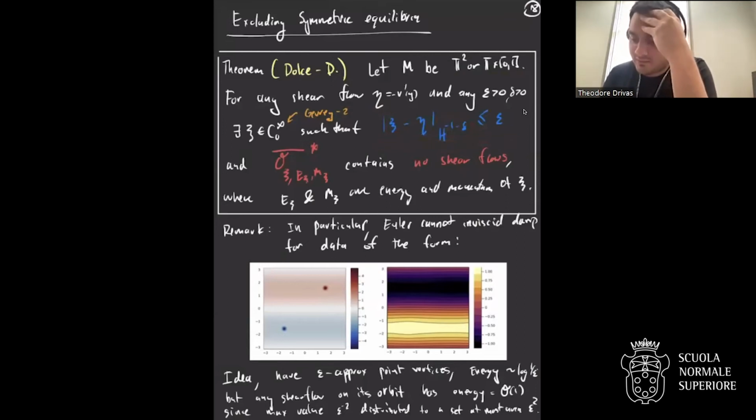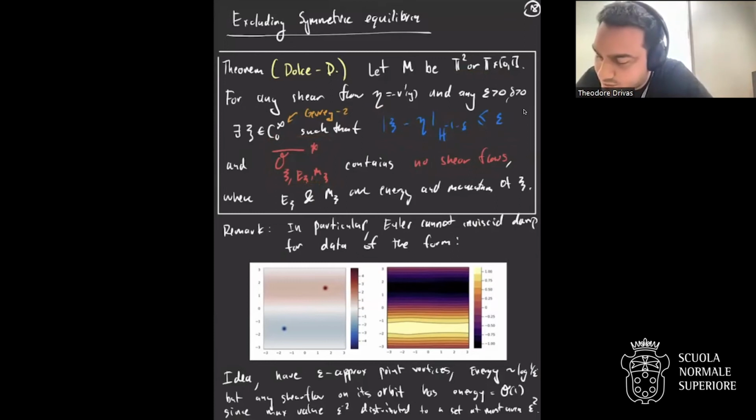But for those initial points, this big set, the closure, if you intersect with constant energy and also momentum, since that's a new conservation law in these domains, this set contains no shear flows. So in particular, Euler can never damp to a shear flow if you start with this type of data. This guy's smooth, by the way.